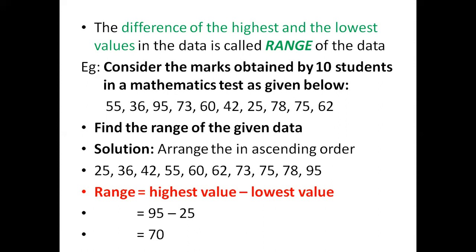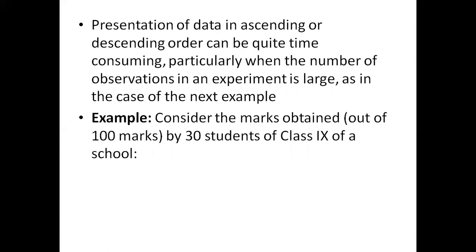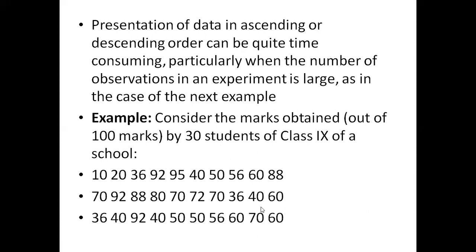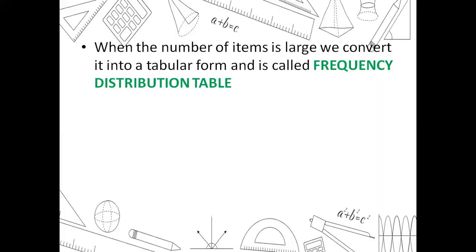So this was about range. I will go to the next thing. Whenever we have to present data, either in ascending or descending order, it becomes time consuming if we have a large number of data. In the previous case, we had only 10 students, but if we have a class of 30 students, arranging this data in ascending or descending order will be quite time consuming. So what can be done? We will convert it into tabular form, and we will call it the frequency distribution table.